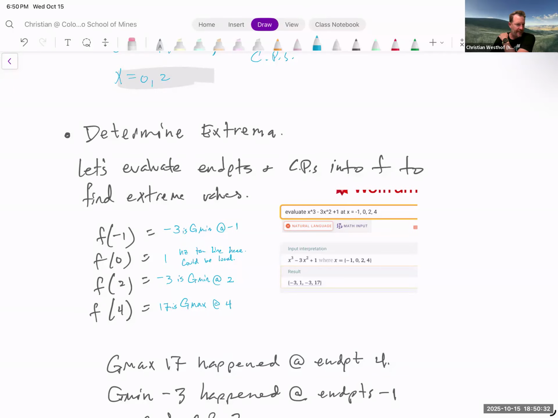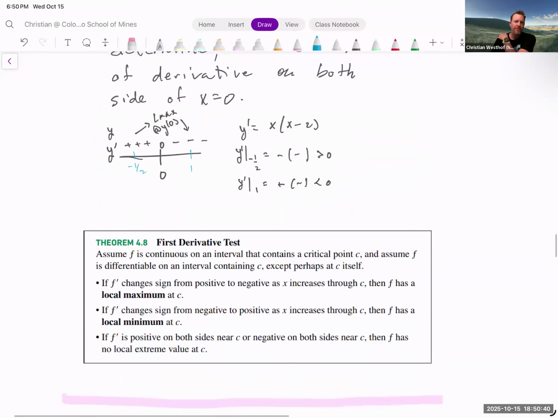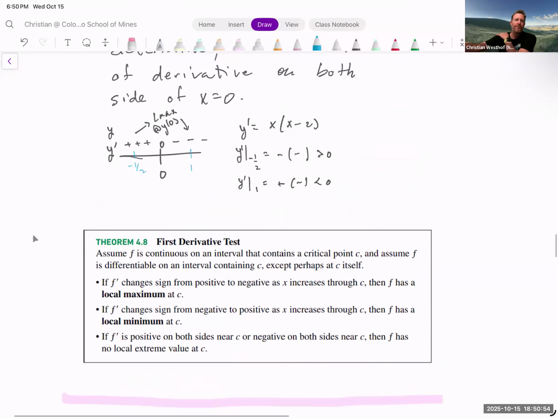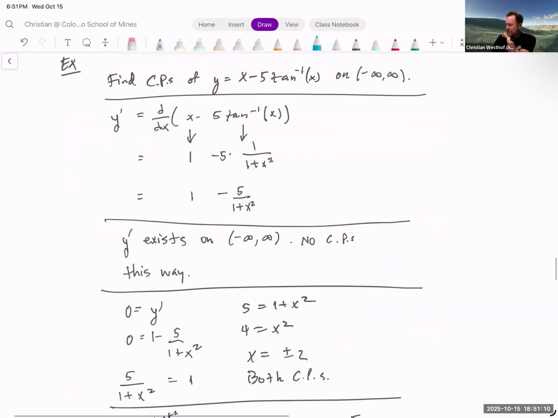And then at 0, the function value f of 0 being 1, we might get some sort of a local value. To decide that, we used a sign chart, much like you did with velocity, acceleration, and position. The first derivative test is telling you that because your sign switch in your derivative at 0 went from positive to negative, your graph went from increasing to decreasing, from up and to the right to down and to the right, with a horizontal tangent line at 0. That means we must have a local max at x equals 0.